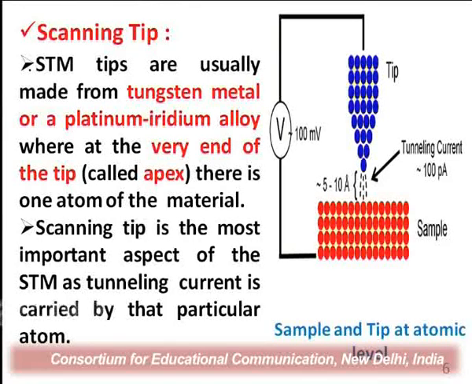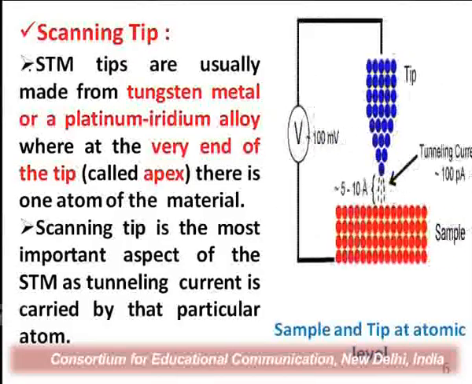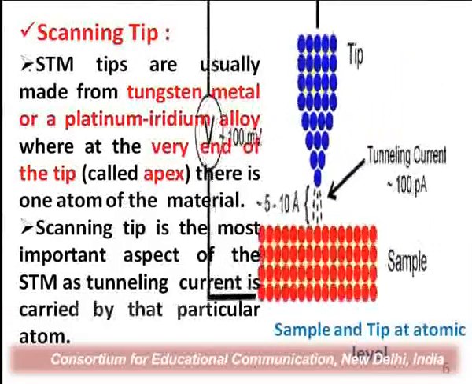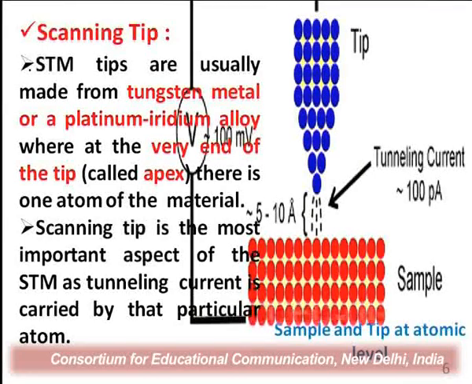The scanning tip is the most important aspect of the scanning tunneling microscope, as the tunnel current is carried by that particular atom. A tunneling current is produced between the surface and the tip, so it plays a very important role. Here in the diagram there is a tip attached to a voltage, and this voltage is attached to the sample. The distance between the tip and the sample is approximately 5 to 10 angstrom, and the tunnel current produced between these two is of the order of 100 picoampere.